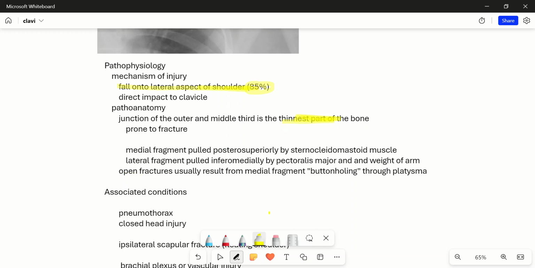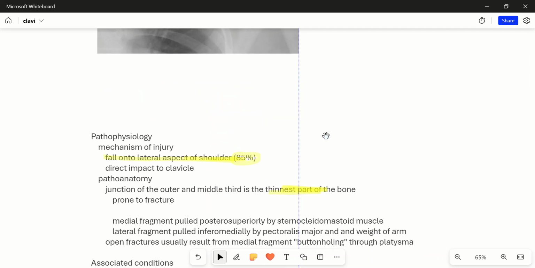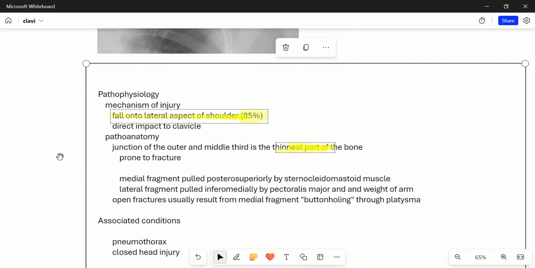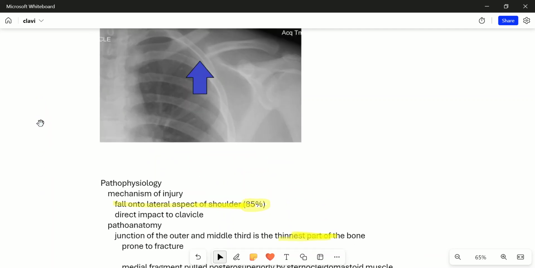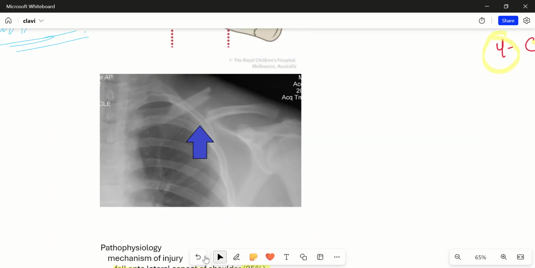If you see in this X-ray, you can see that here is the middle part and here is the lateral part. The middle part is pulled up due to the effect of which muscle? Here is a muscle called the sternocleidomastoid muscle, inserted here, which pulls the clavicle up.